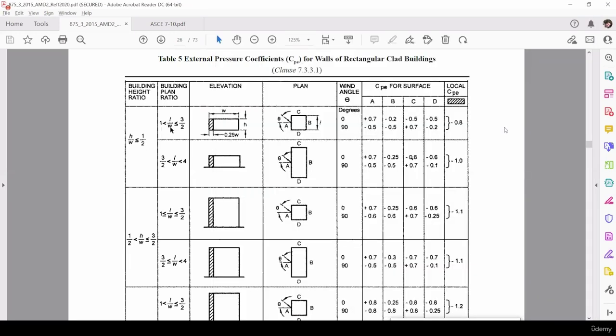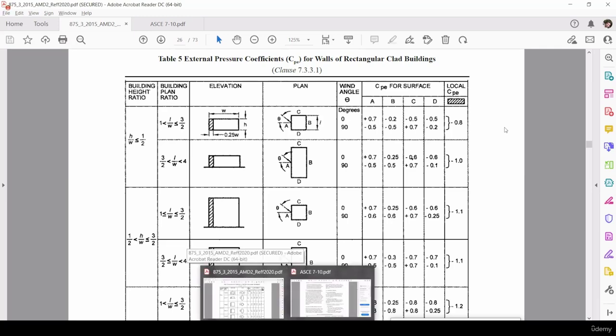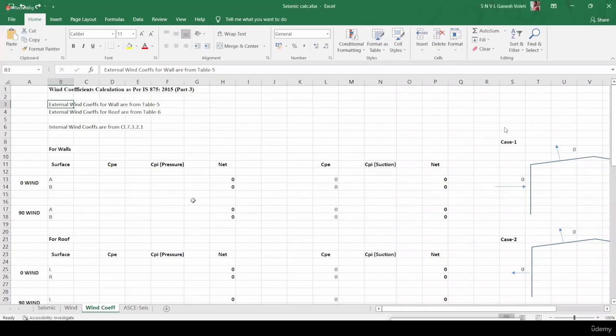In that, again, two categories are there. L by W, the length to width ratio, is the building plan ratio you can see in the heading of the category. If it is between 1 to 1.5, it is one case, and 1.5 to 4 is another case. So what is the ratio for our example? Let us see.